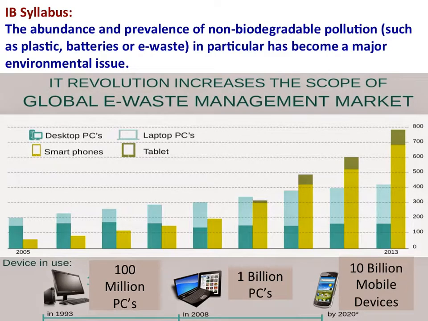In this graph, we can see the change in e-waste over time as the number of smartphones, in yellow, has increased dramatically relative to desktop or laptop PCs. By 2020, there are likely to be 10 billion mobile devices in use. IB syllabus: the abundance and prevalence of non-biodegradable pollution, such as plastic, batteries, or e-waste in particular, has become a major environmental issue.